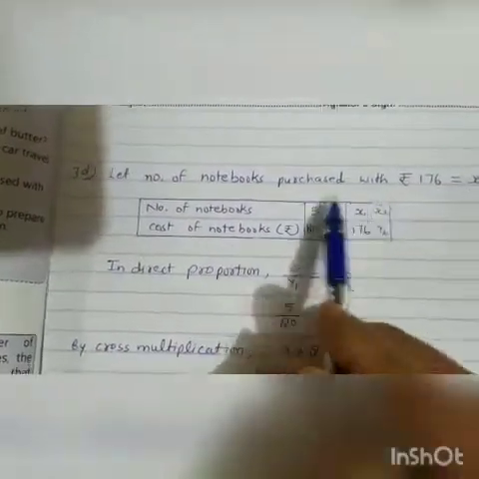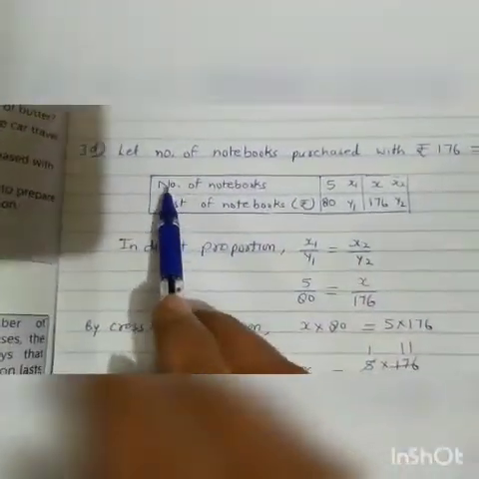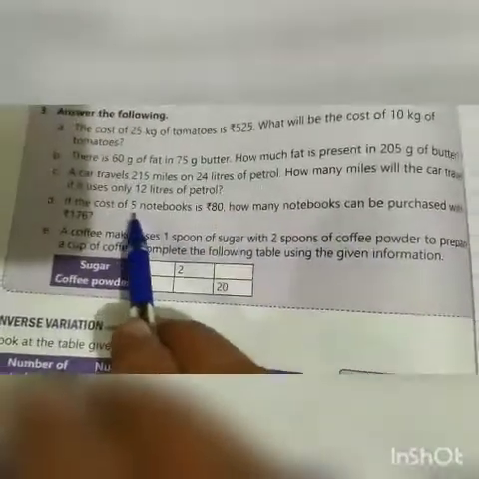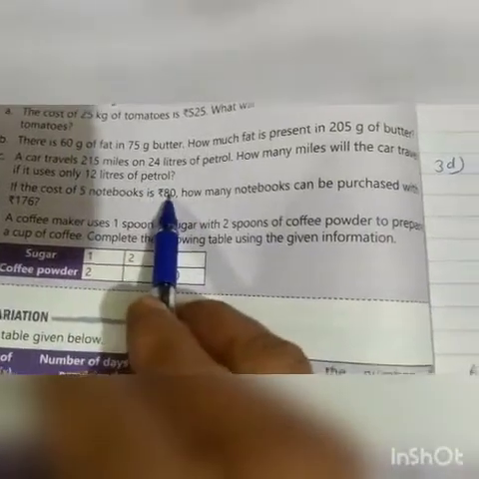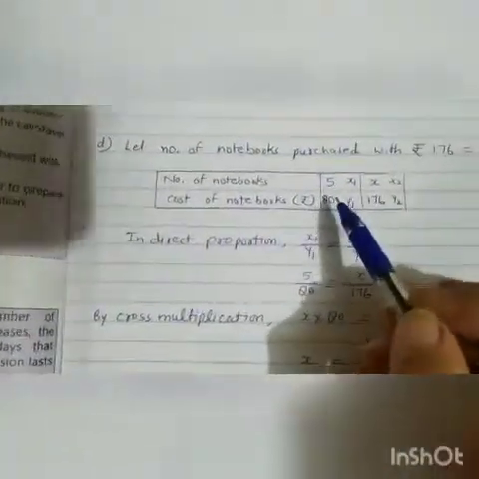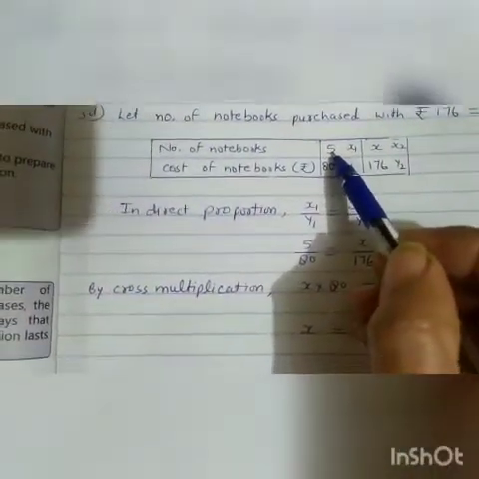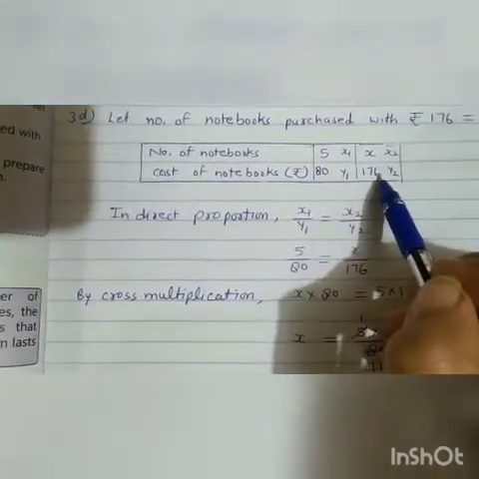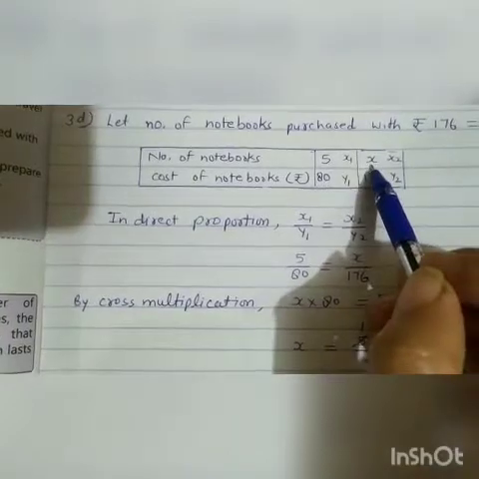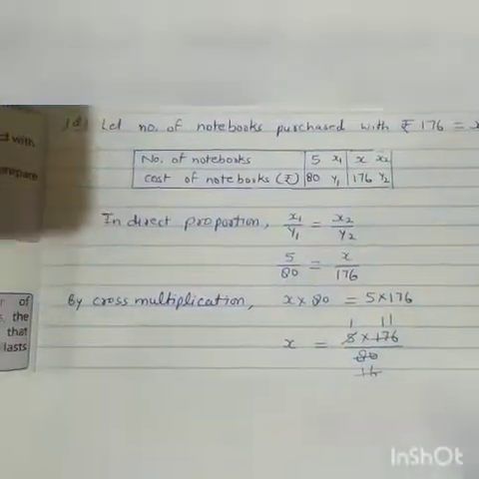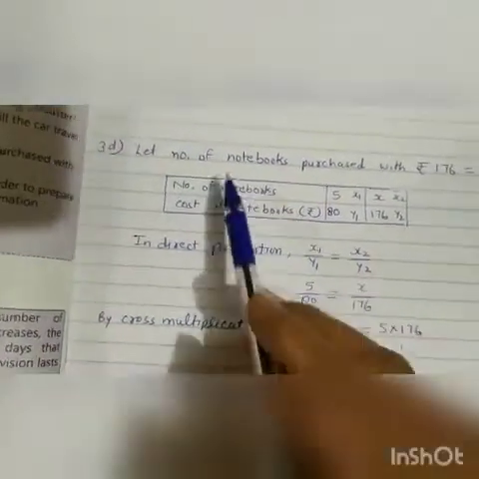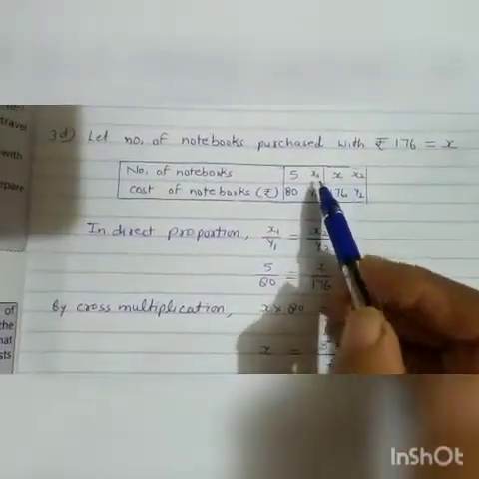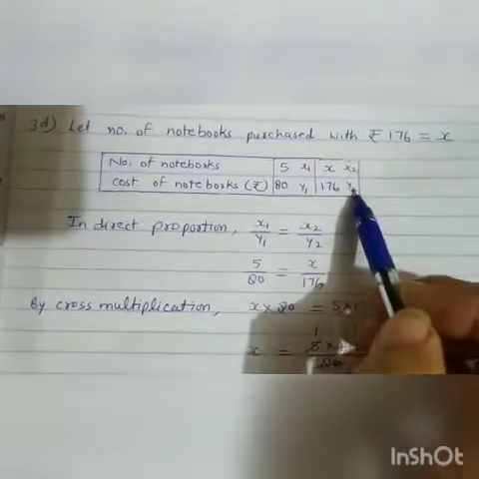Again we will draw the table. Here the first quantity is number of notebooks and the second is cost of notebooks. In the first case, the number of notebooks is 5 and the cost is 80. In the second case, the cost is given as 176. The number of notebooks we will find out. So we have taken the number of notebooks as x. We will write x here. Again this is x1, y1, x2, y2.